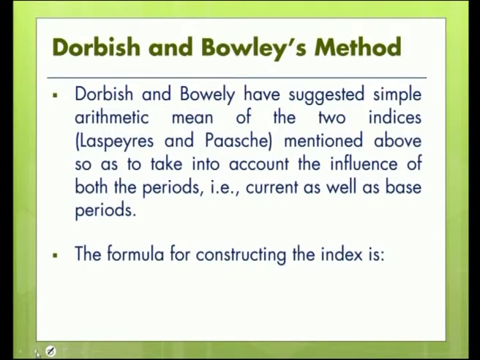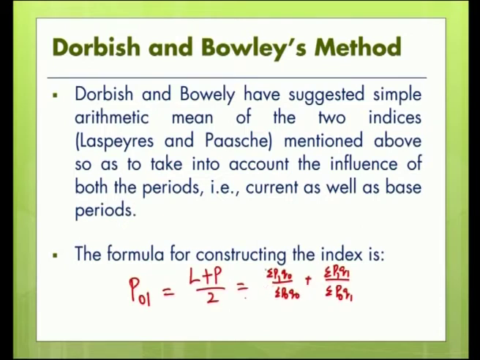Next, Drobisch and Bowley have suggested the simple arithmetic mean of two indices, that is Laspeyres method and Paasche method mentioned above, so as to take into account the influence of both the periods, current as well as base period. So, the formula for constructing the index by Drobisch and Bowley's method is P01 is equal to L plus P by 2, is equal to summation P1 Q naught by summation P0 Q naught plus summation P1 Q1 by summation P0 Q1 into 100, whole thing by 2.